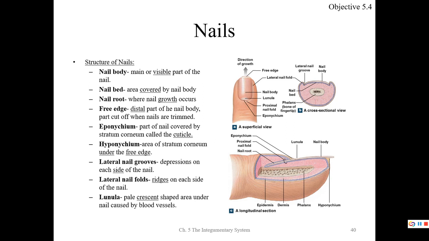There's the eponychium, that's the part called the cuticle. That's the part of the nail covered by the stratum corneum. There's the hyponychium, and that's the skin under the free edge. The lateral nail grooves are the depressions of skin caused by the nail pushing into the side of the nail. The lunula is the pale crescent-shaped area caused by blood vessels there. It is not another nail growing under there.